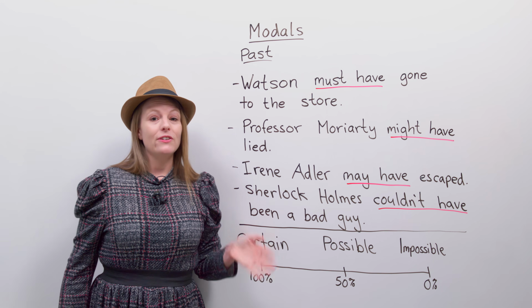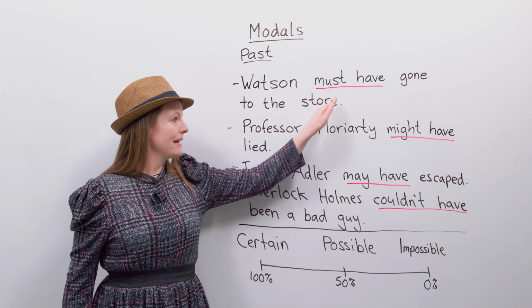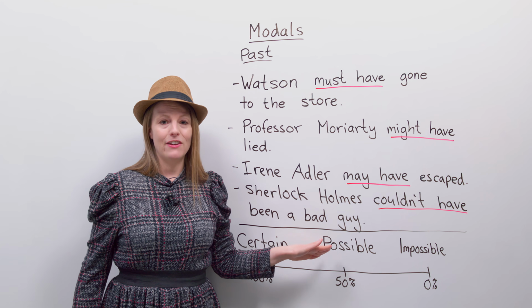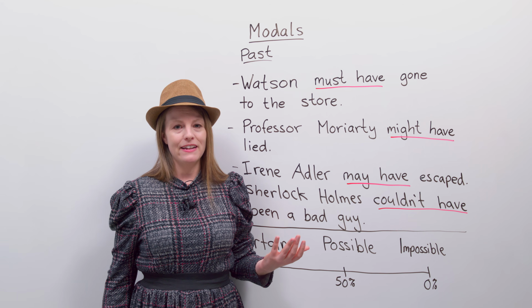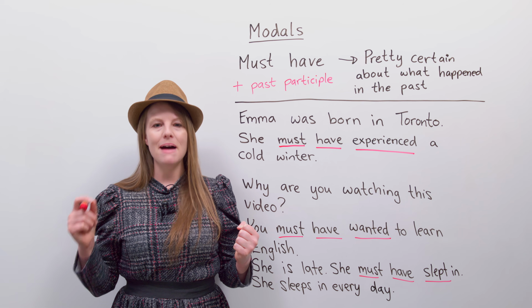So what we're going to do is we're going to look at each of these, must have, might have, may have, couldn't have, and we're going to see more examples of how to use them and what they mean. Let's start with must have.